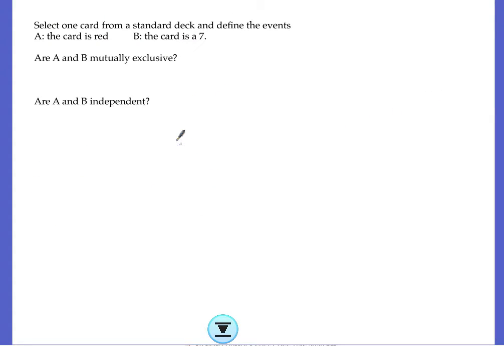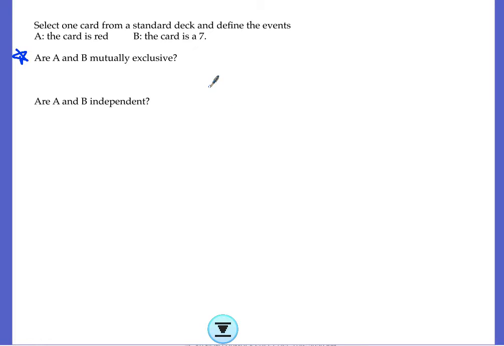All right, so oftentimes mutually exclusive and independence are what give people trouble. So let's go through this example to distinguish the two. Let's say we are selecting one card, just one card from a standard deck of cards. Event A is that the card is red, and event B is that the card is a 7. The first question is asking, are these mutually exclusive?